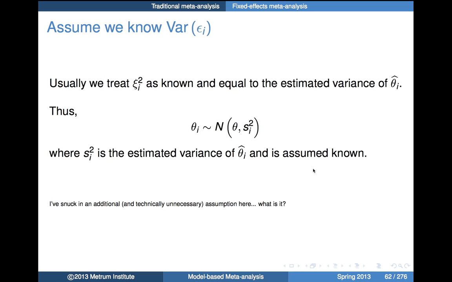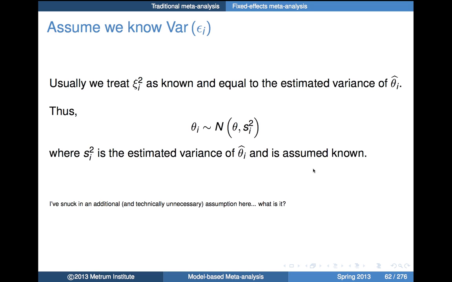Almost always in meta-analysis, in this traditional meta-analysis, we'll assume that we know the variance of epsilon. So we'll treat those psi's as known and equal to the estimated variance of the theta hats. If reported in the literature, you may have a measure of treatment effect, and oftentimes you'll get a measure of its standard error, which I've denoted by Si. And so Si squared is the variance of that measure of treatment effect.